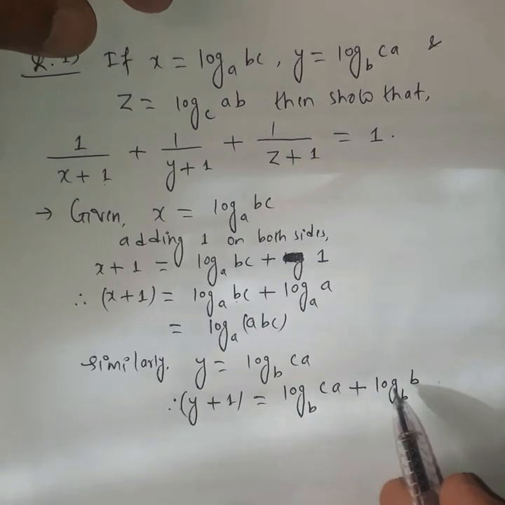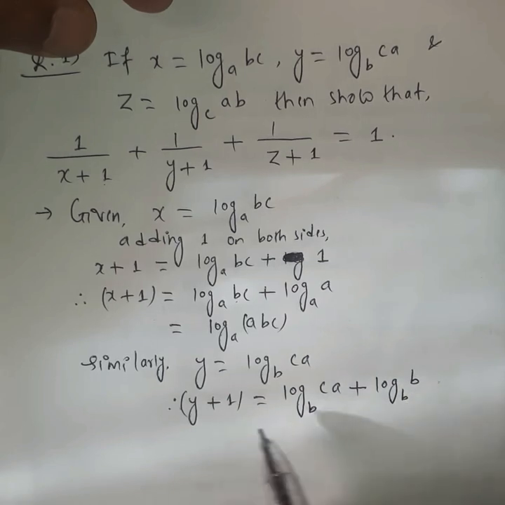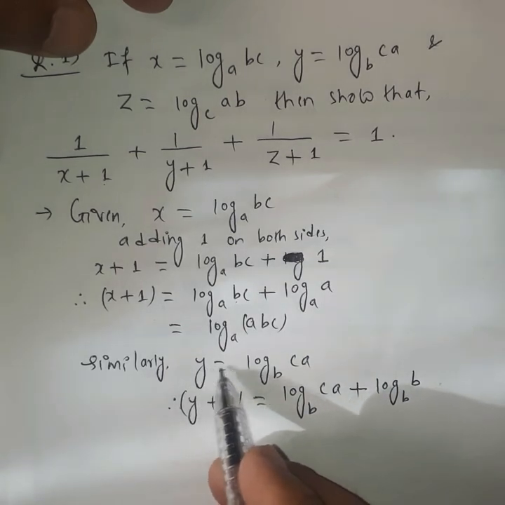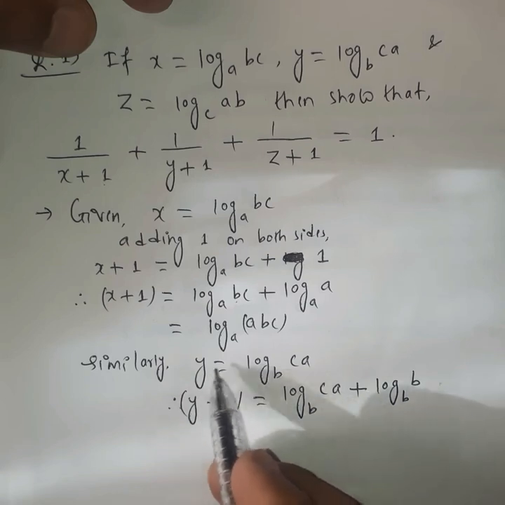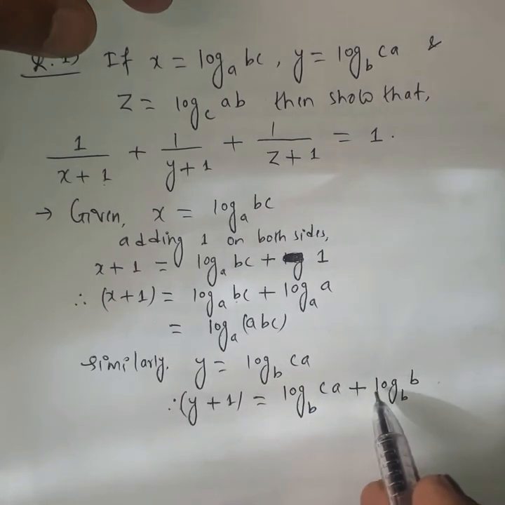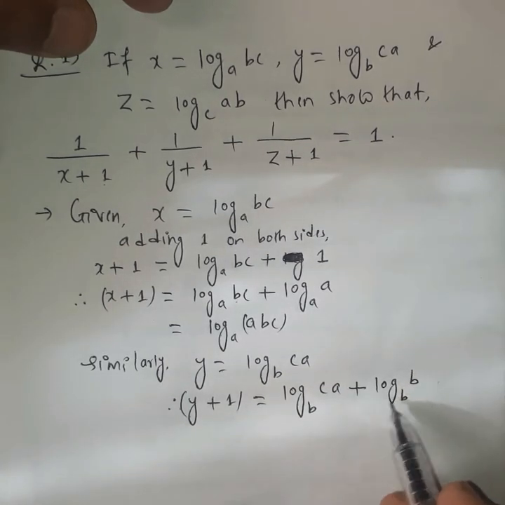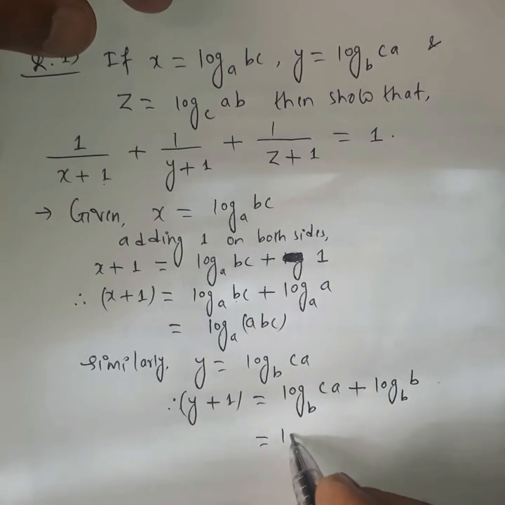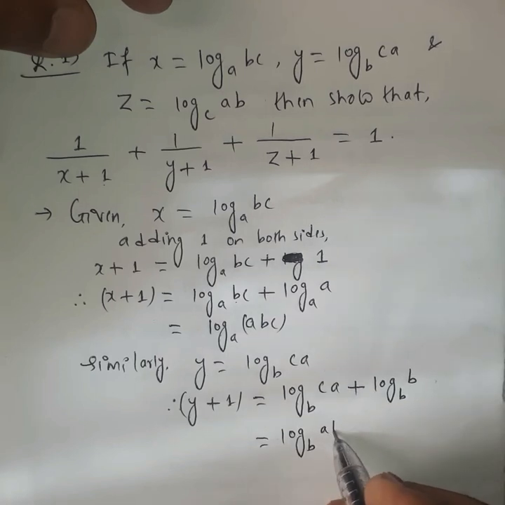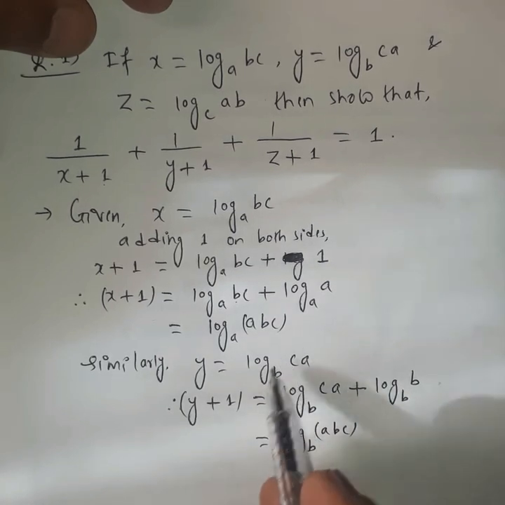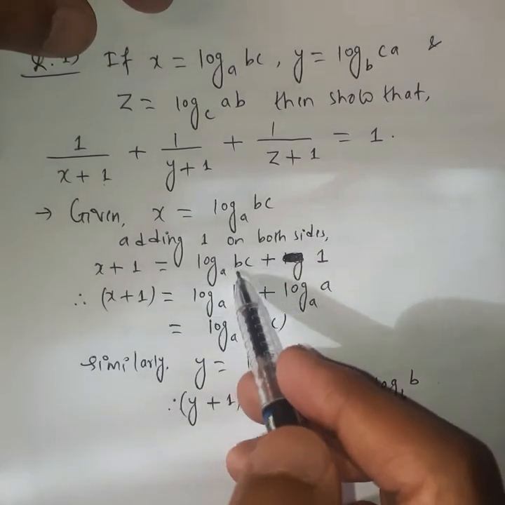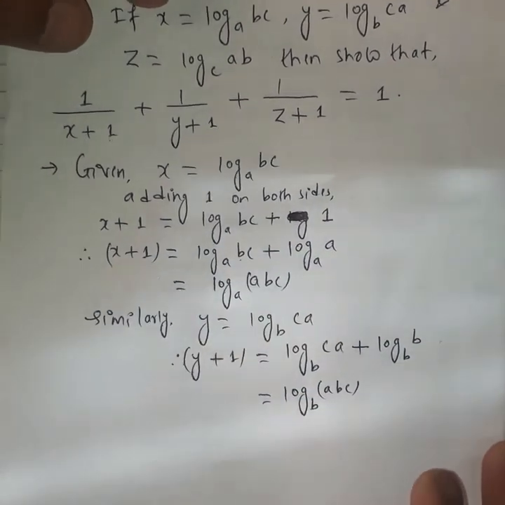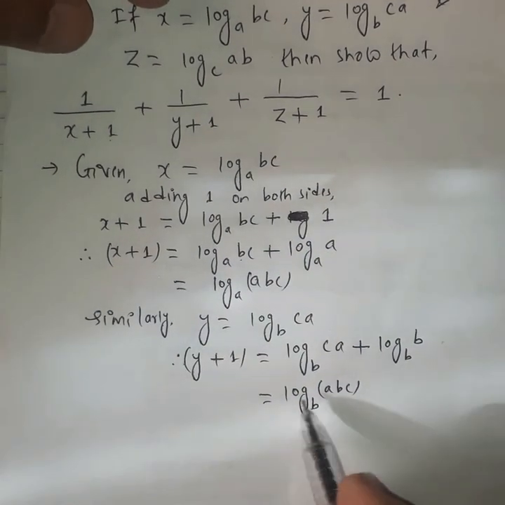First we add 1 on both sides of the equation, then we replace the 1 by this logarithm expression. This is exactly 1. So this can be written as log with base b of just the number abc. Here we do the same process as before. We calculate the value of y plus 1 in terms of the logarithm.